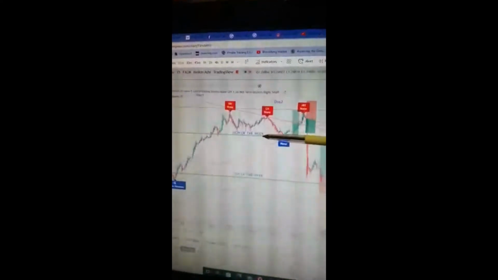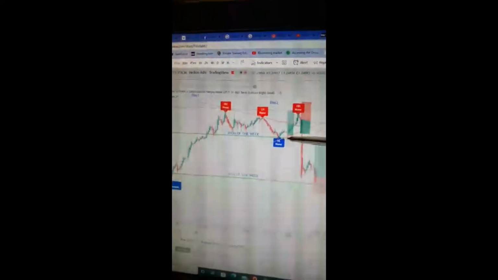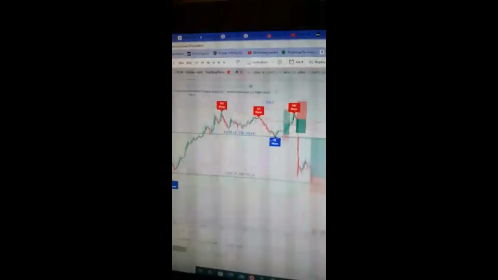So I take 2 candlesticks. The first 2 candlesticks, I draw the highs and lows. On the 4 hours time frame, I drew the high, and that's how I produce this line. I drew the low, and that's how I produce this line. So this is the highest level for the week for GBPUSD, and this is the lowest level for the week for GBPUSD. Then I draw my trend lines from the 4 hours time frame.